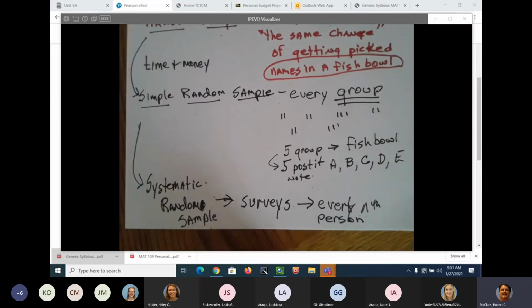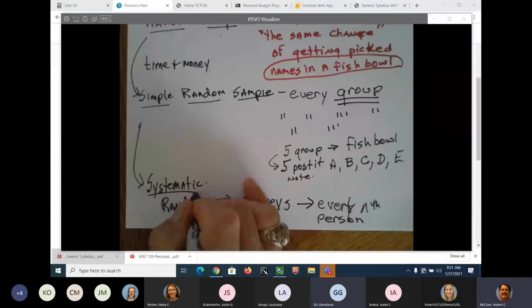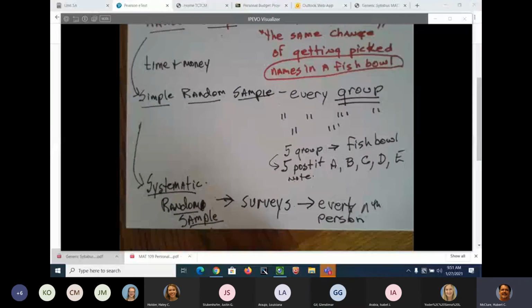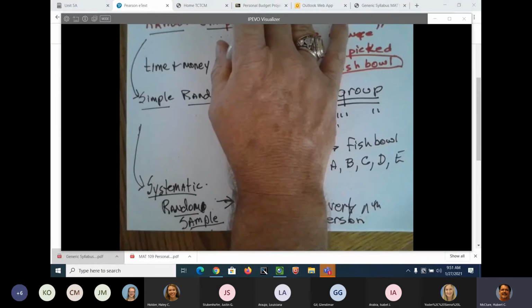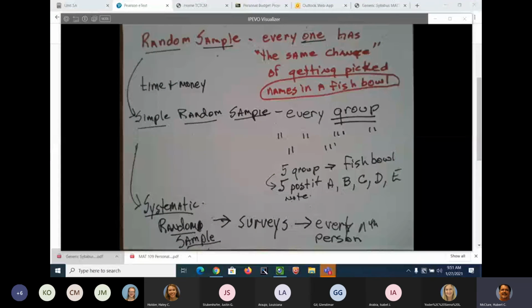Okay, nobody cares. All right, so systematic random sample is the third best. So these are the three best: the random sample, the simple random sample, and the systematic random sample. Those are the three best. So that means that the others pretty much suck. All right.